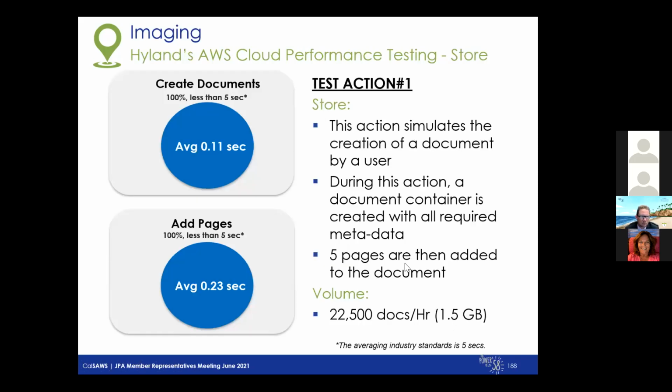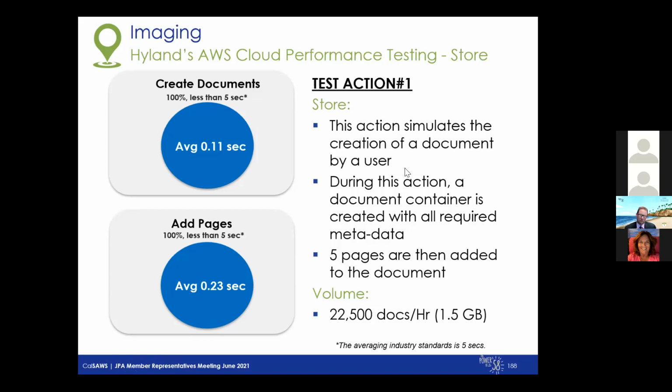So on the first set of metrics here, we have two things. It's really around capturing or storing documents. There's one which is creating the documents, which is basically creating a shell within the system and all of the metadata that's associated to that document. And you can see that the average speed we're seeing is 0.11 seconds per doc creation.